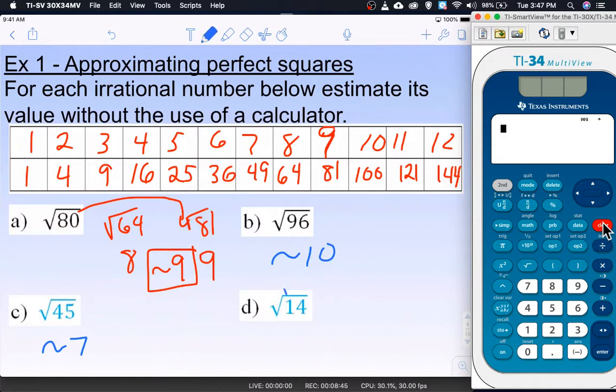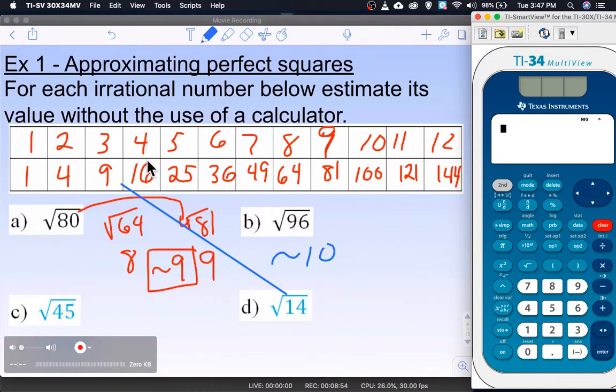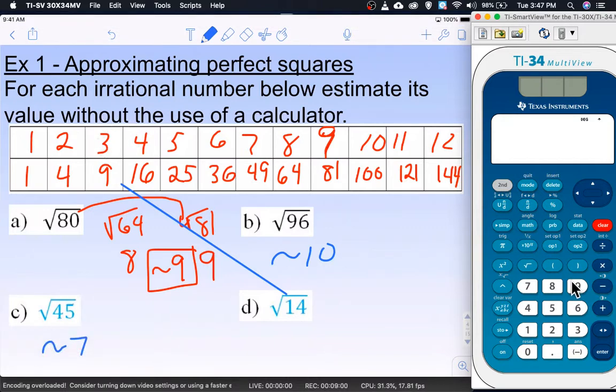And then finally, square root of 14 would fit in somewhere right in here between those two. But it's definitely closer to the 16, which means square root of 14 is going to be about 4, or much closer to 4 than it is to 3. So we're going to say it's about 4. Okay, so that's estimating with square roots.